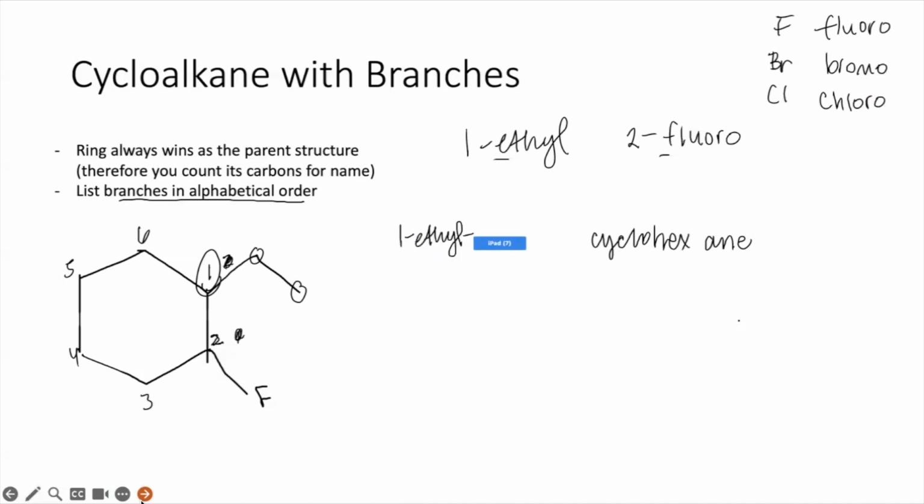Now, between numbers and words, I use hyphens. Fluoro. And then it would jump right into cyclohexane. I didn't mean for there to be such a gap. So let me rewrite this here. So 1-ethyl, 2-fluoro, cyclohexane.